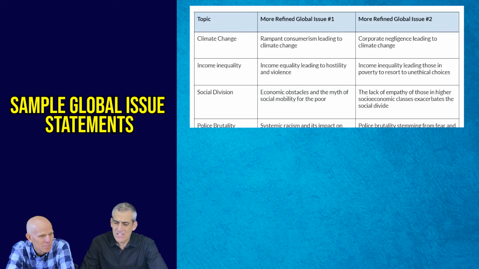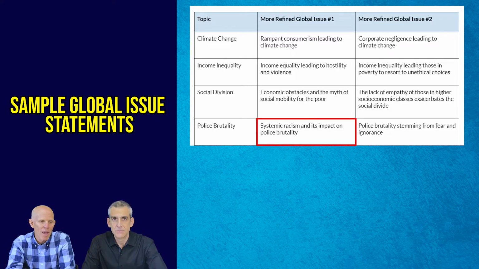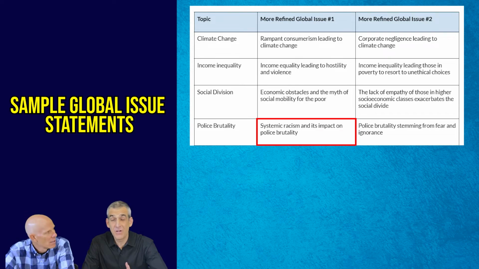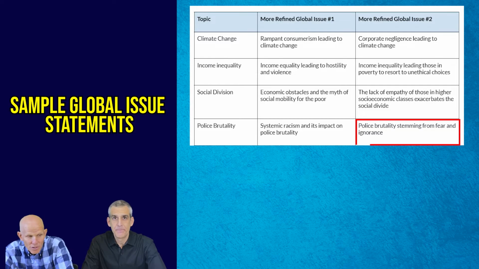I like that. How about police brutality, Mr. Giles? What could you say about police brutality? Maybe thinking about police brutality and how systemic racism has an impact on police brutality. Yeah, you could also look at police brutality and think about how that stems from fear and ignorance, possibly, of those on the police force itself. Yeah, great. Just thinking about fear and ignorance is interesting to think about.